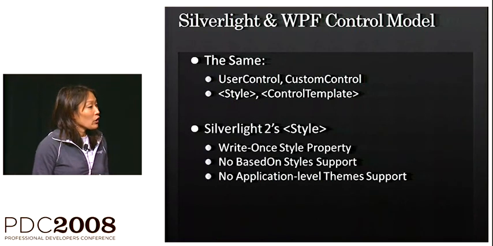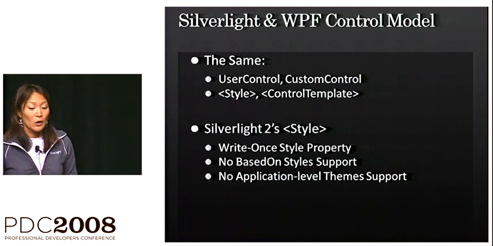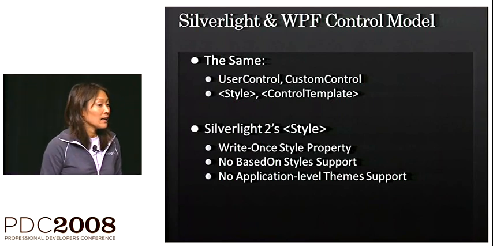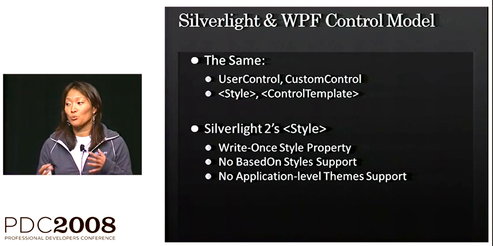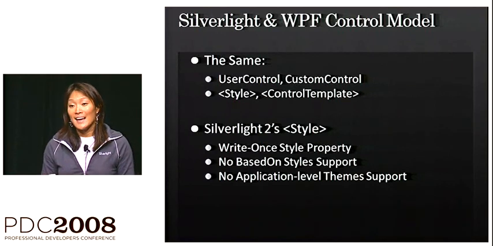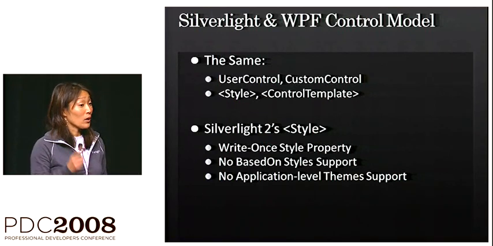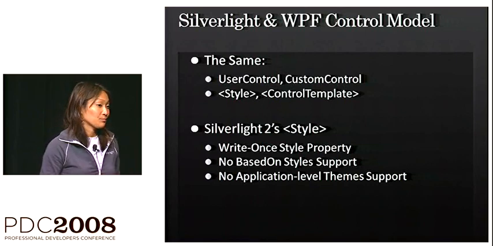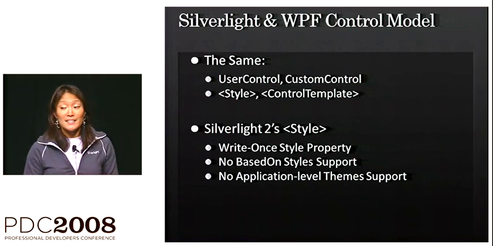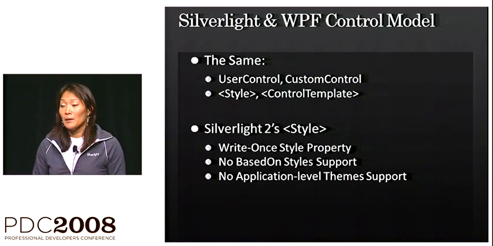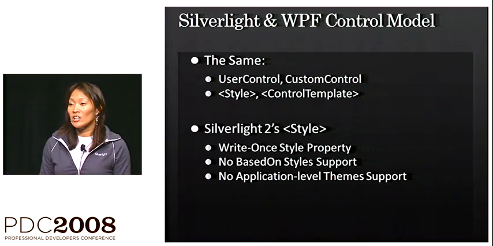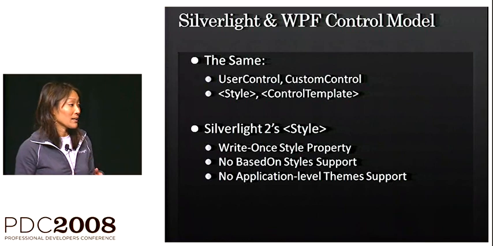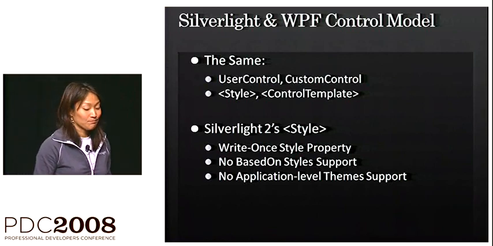In Silverlight 2, there are a few limitations on our style element. First is that style has kind of this write once behavior, which means that you're able to set the style property once, but you're not able to clear it or change it at runtime. The second is that based on styles are not supported, and that means there's no good way to add a setter to a style that already exists. That's what a based on style is.